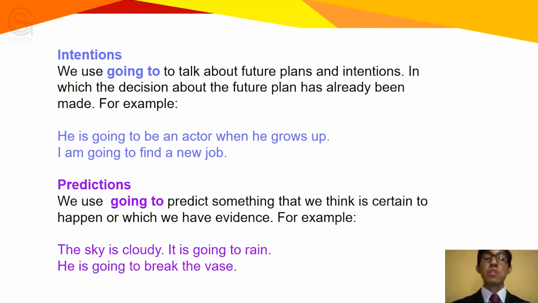And well, we use going to predict something that we think is certain to happen or for which we have the evidence. For example, the sky is cloudy, it's going to rain, and he is going to break the vase. In both sentences, we have an evidence that something is about to happen.